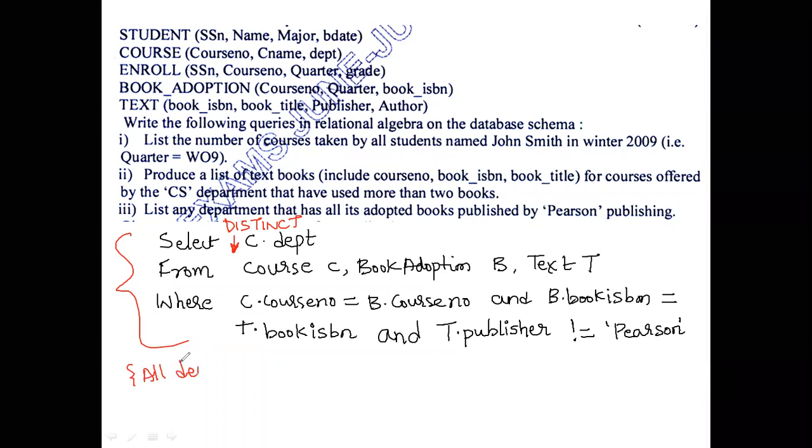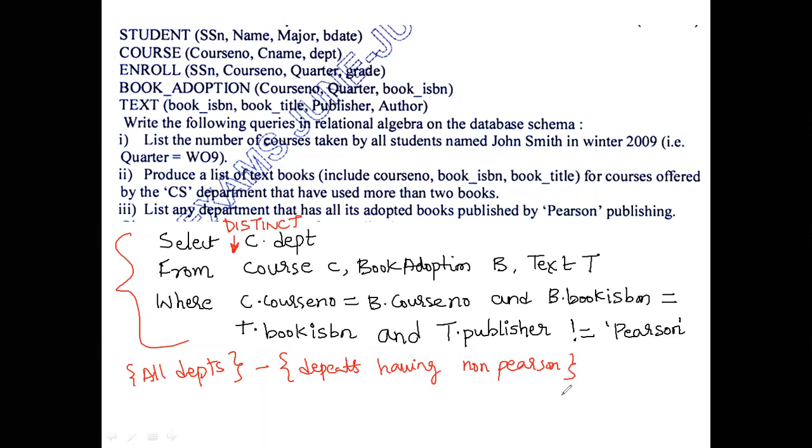All departments on one side, minus departments having non-Pearson books. In the query we have written above, we are extracting the second part, that is the departments which are having non-Pearson textbooks. So next, we just get all the departments using select DEPTs from course. Let us call this C1, it doesn't matter. This is the first part where we extract all the departments. Then we will perform minus.